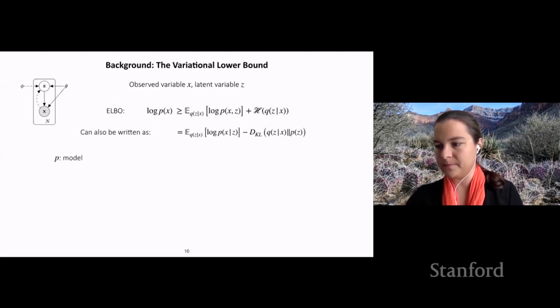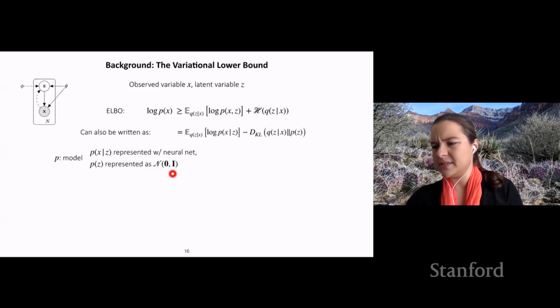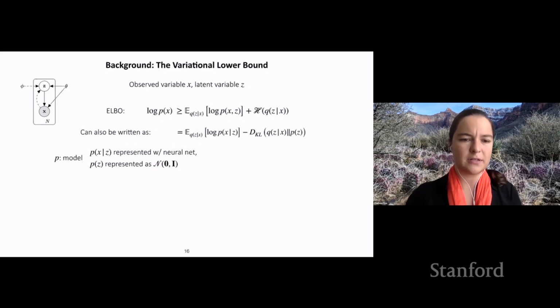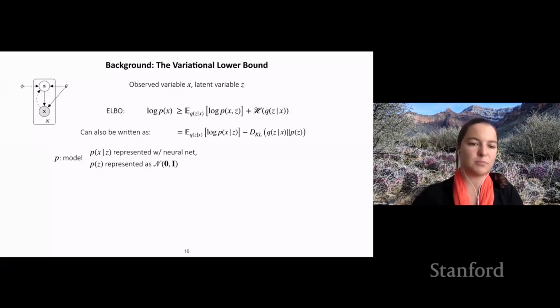Okay, a couple more things to mention. So P is the model here. P of X given Z is represented with a neural network. P of Z is represented with just some normal distribution. The reason why you represent it as this is that the next layer of P of Z can transform it into something that's more interesting than that. So it doesn't actually really matter. This can be really any simple distribution.